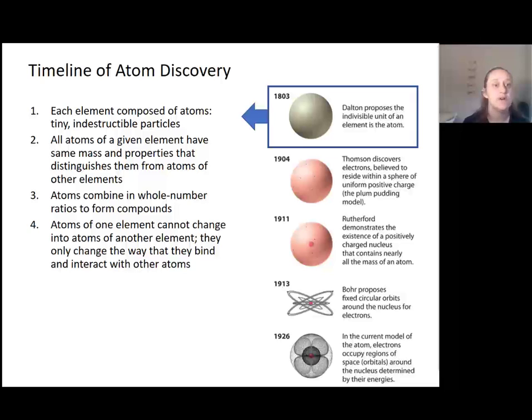His premises were that each element is composed of atoms, which are tiny indestructible particles. All atoms of a given element have the same mass and properties, and that distinguishes them from atoms of other elements. Atoms combine in whole number ratios to form compounds. And finally, atoms of one element cannot change into atoms of another element. They only change the way they bind to and interact with other atoms.